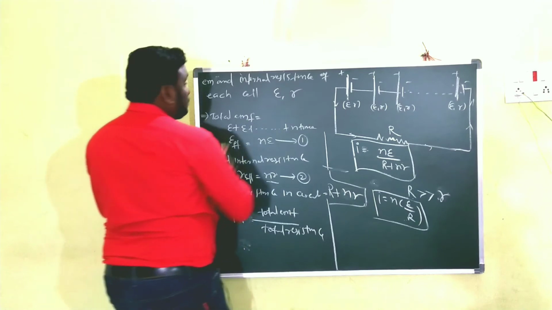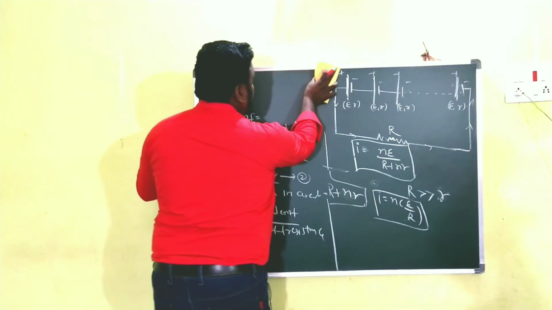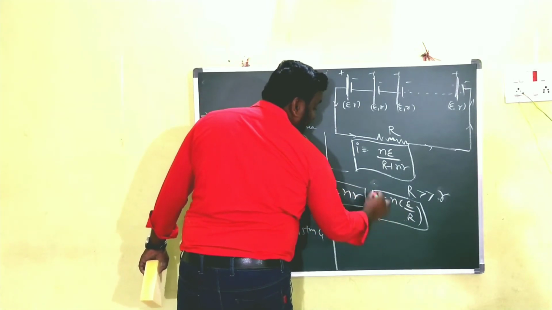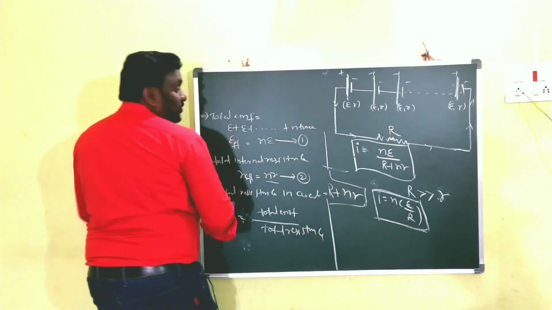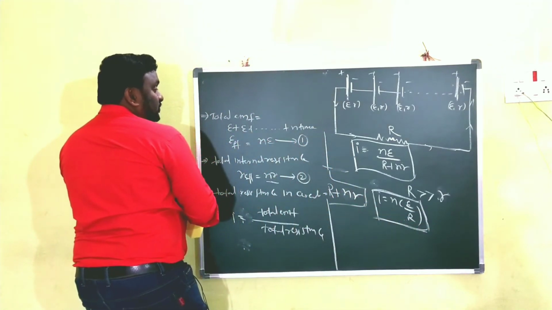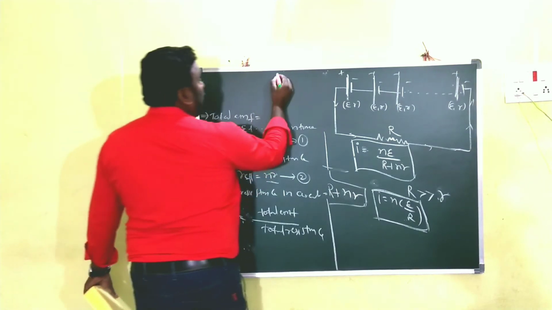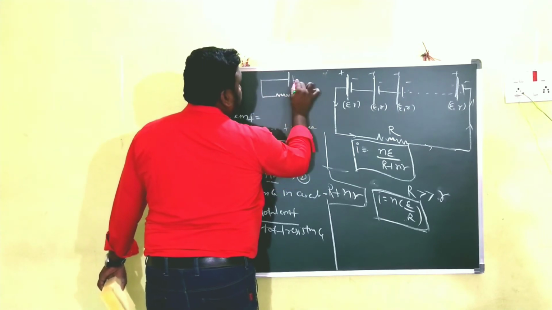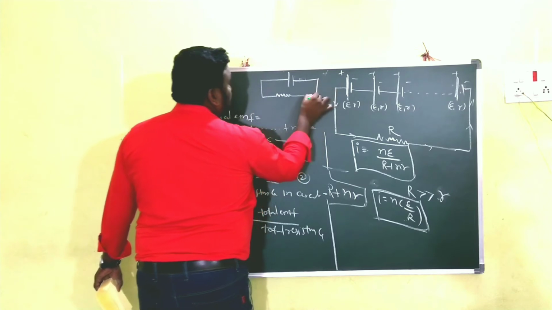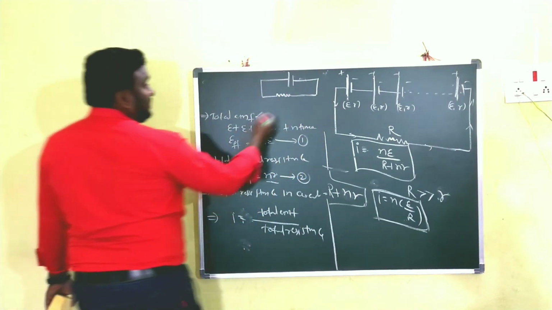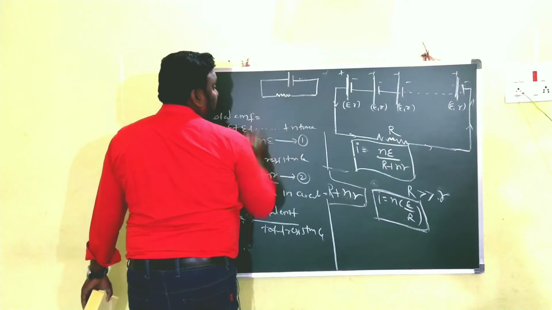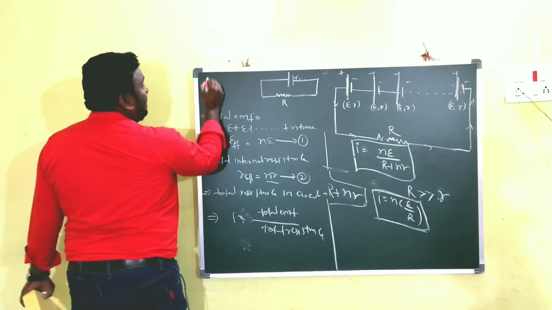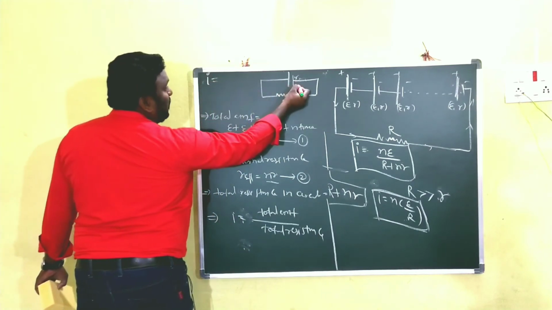Let us check here. No need to confuse, children. Here I is equals to N into epsilon by R. This is the amount of current in the series combination of cells. Okay, children, for example, here we will take only one cell. In the previous video I explained the same thing. This is the one cell and this is the external resistance R, and it has some internal resistance. Then how can we write the current? I is equals to total EMF by total resistance. Only one cell is there.